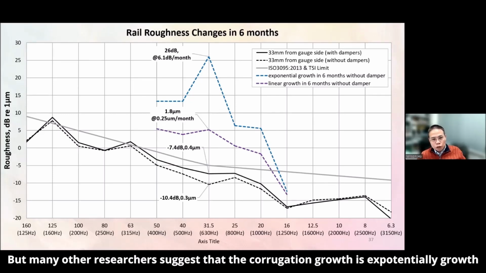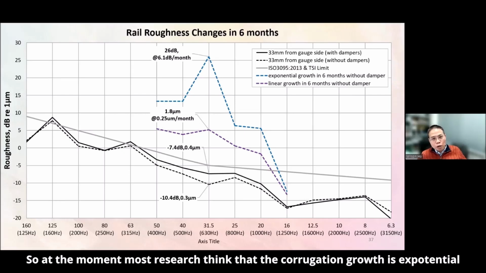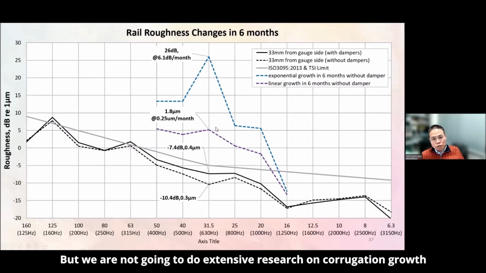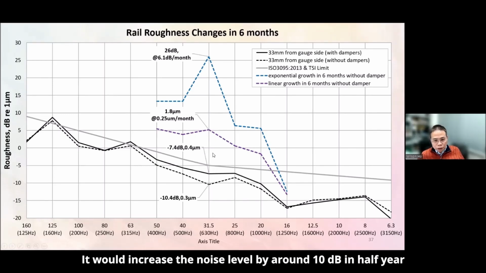But many other researchers suggest that the corrugation growth is exponential, growing at 6.1 dB per month. So after half a year, it would increase 36 dB. At the moment, most research thinks that the corrugation growth is exponential. Our data shows it is linear. But we are not going to do extensive research on corrugation growth. Anyway, within half a year, the roughness will go from there to there, so it would increase the noise level by around 10 dB in half a year.